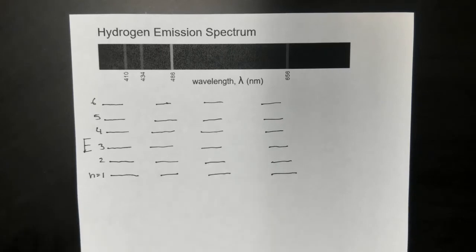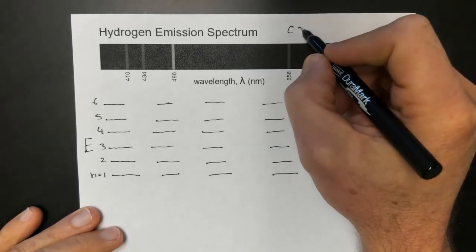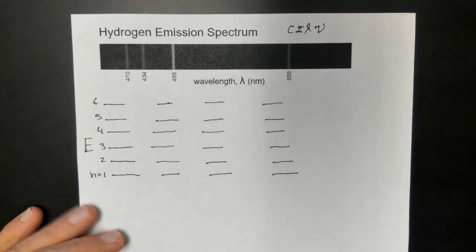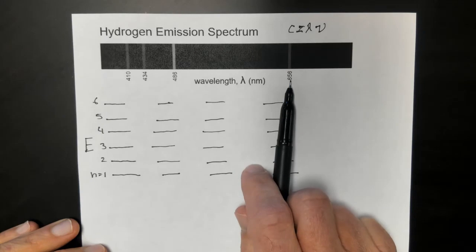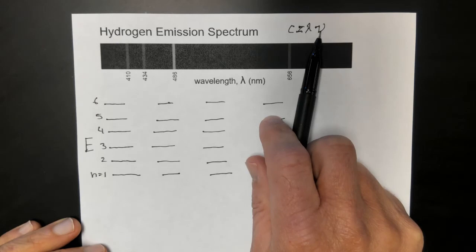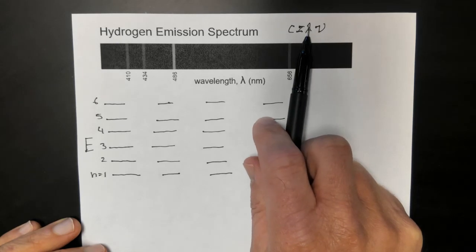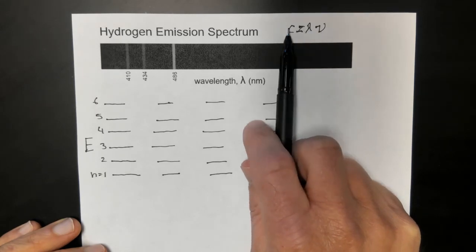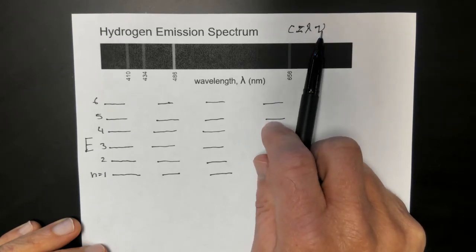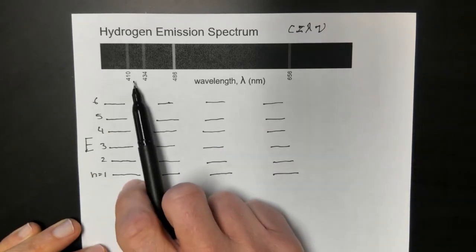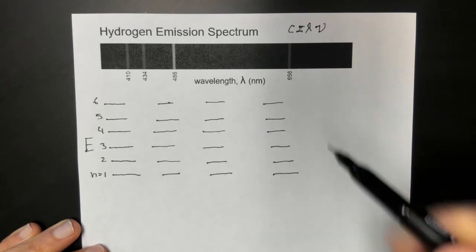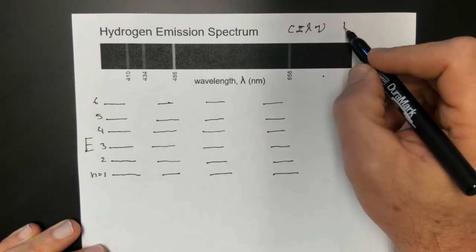Now, according to c equals lambda nu, larger wavelength means a lower frequency. Right, when this goes up, this has to go down to keep c constant. Longer wavelength, lower frequency. Over here, we have a shorter wavelength. Shorter wavelength, higher frequency.